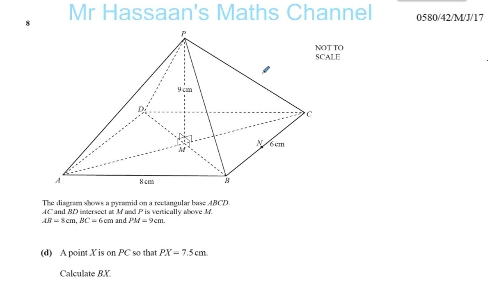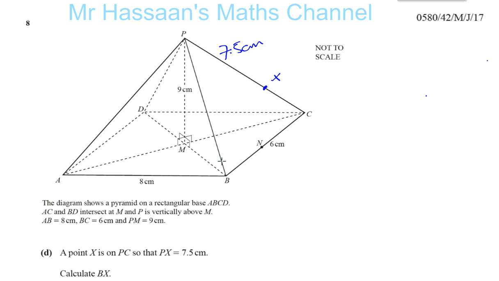Okay, and they tell us that this point X is 7.5 centimeters from P. PX is 7.5 centimeters. I don't know exactly where that is. I don't know how long PC is, but just assume it's here. Okay, it's just a sketch. So that's 7.5 centimeters. We've got to find the length BX.